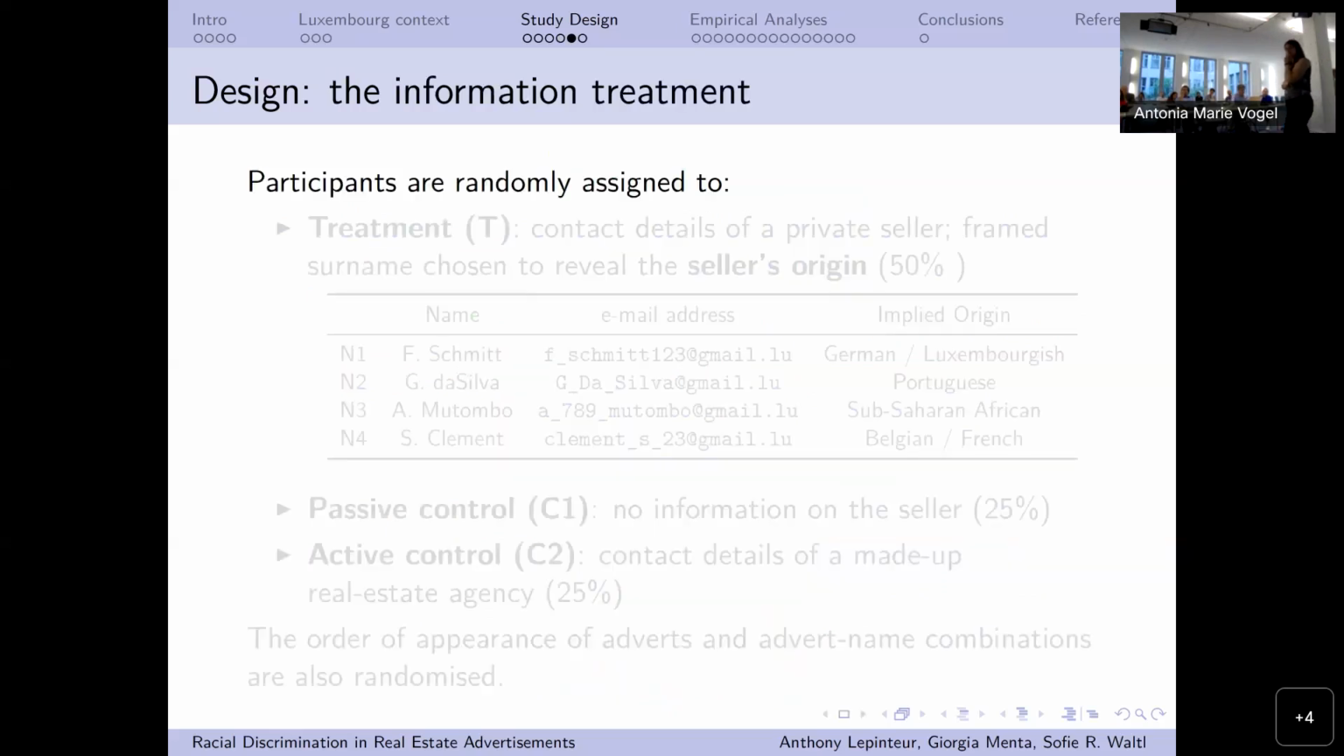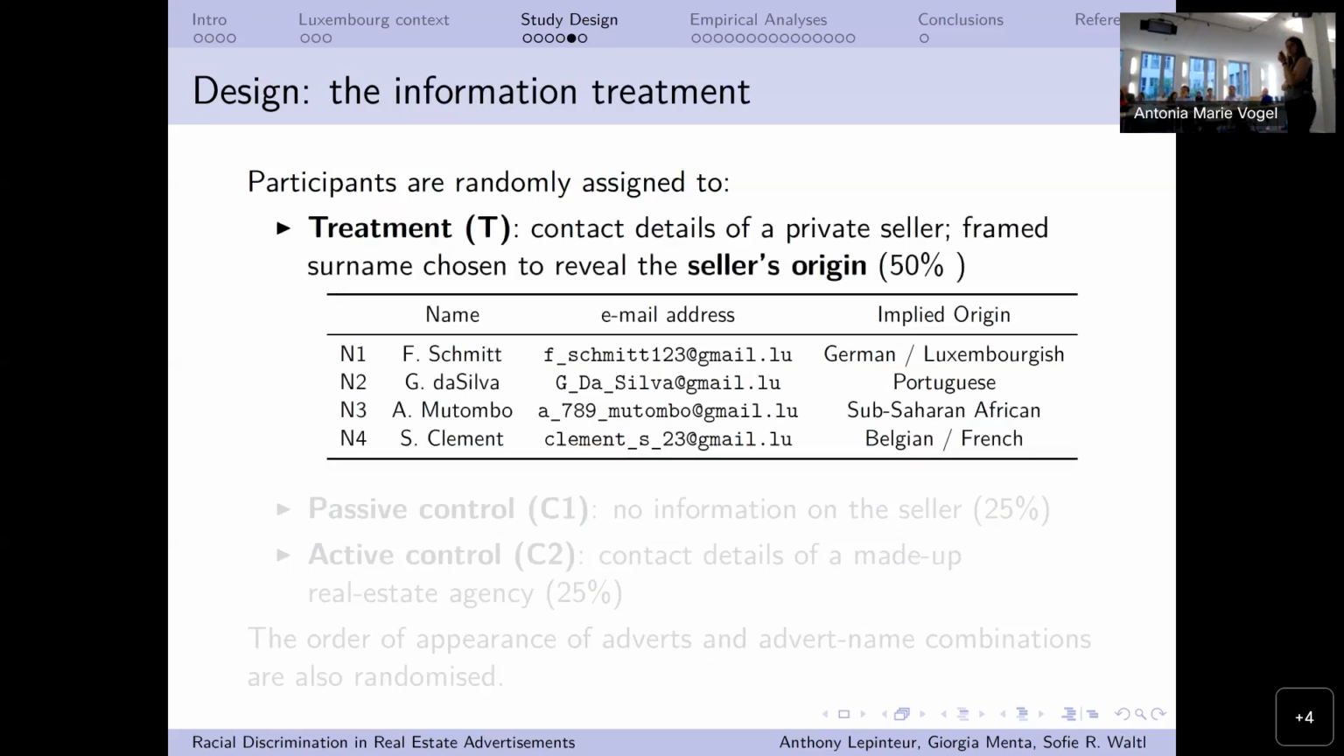Okay, so when logging in, people were randomly selected either into a treatment group or into one of two control groups. The treatment group always sees the name of a private seller that is offering this property for sale. So it's directly who is actually selling that. We try to not have any gender effects, that's why we don't have first names of the seller, but only initials and a surname and a matching email address. And those names should signal the origin of the seller. That was the idea.